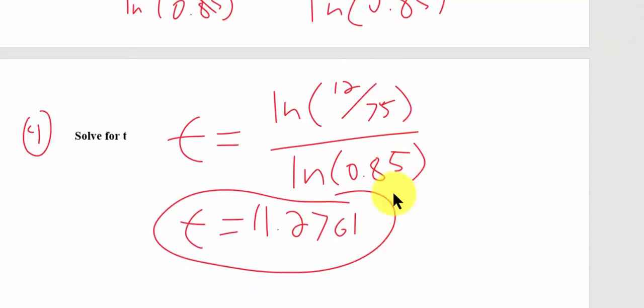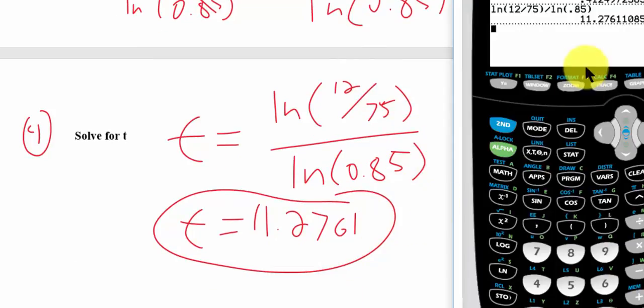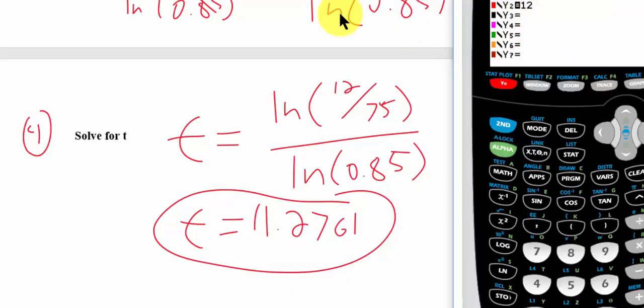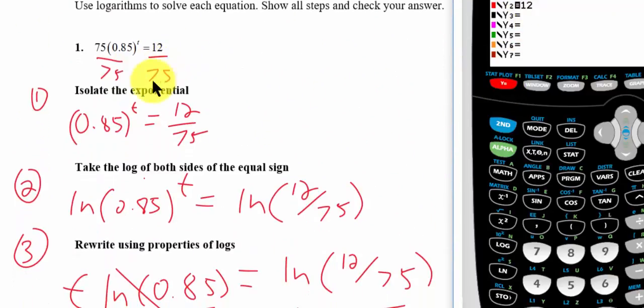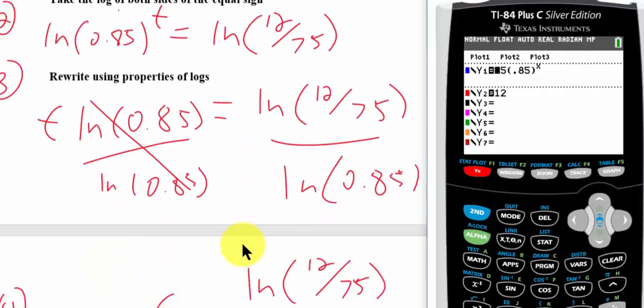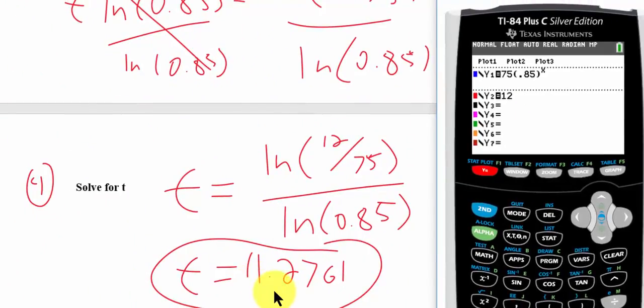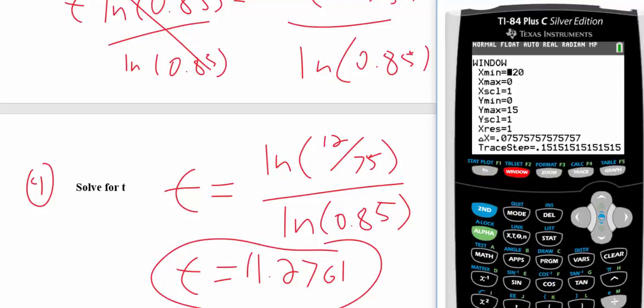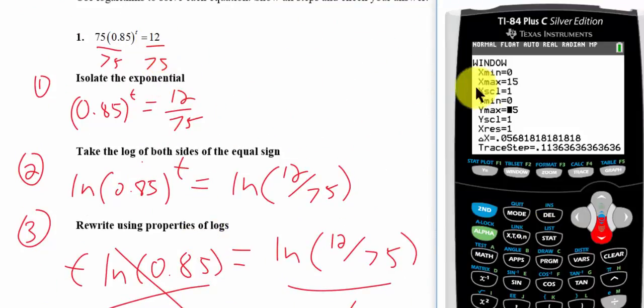If I wanted to check my work by graphing, we could do that. If I press y equals, I'm going to enter the left side of my equation as y1. The right side of my equation is y2. So we expect the answer to be 11.276. So when we set up our window, I'll start at 0, and I'm going to go to some number that's a little bit bigger than 11. Let's go to 15. And the right side of my equation was 12, so I'll use a number a little bit bigger than 12, and we'll call that 15.